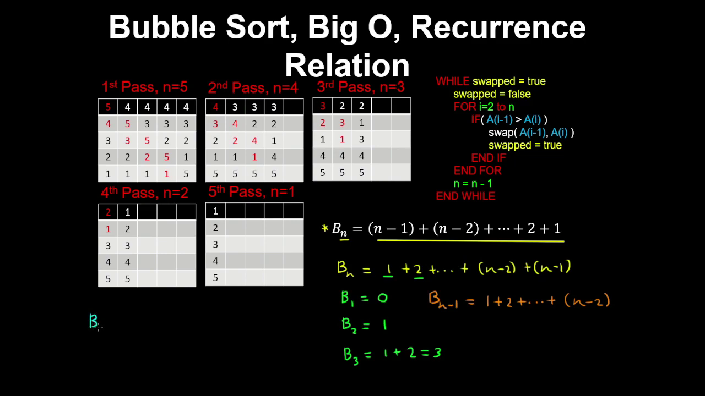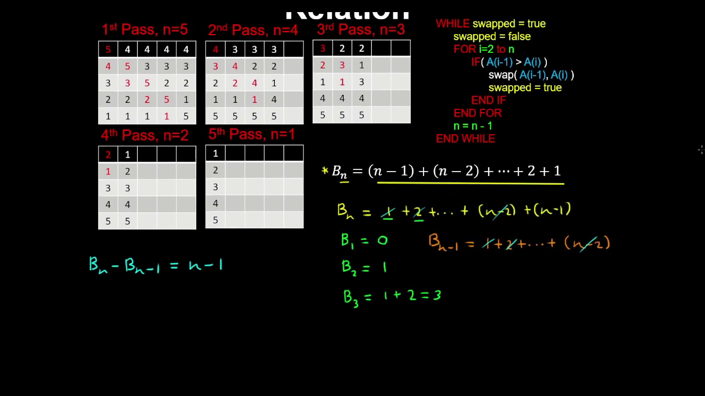And if we subtract B(n minus 1) from B(n), well, all these terms are going to cancel except n minus 1. And that gives a first order non-homogeneous recurrence relation. And we can solve this by superimposing the homogeneous solution and the particular solution.